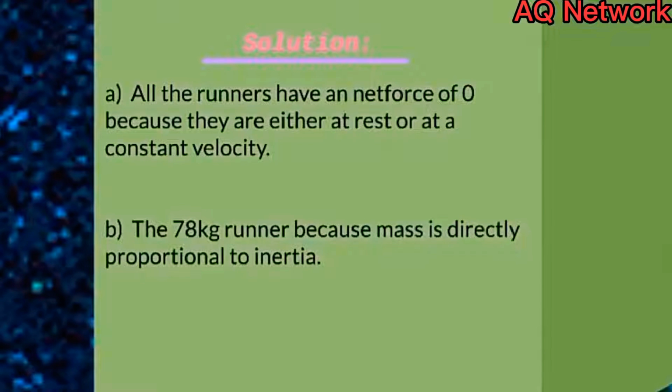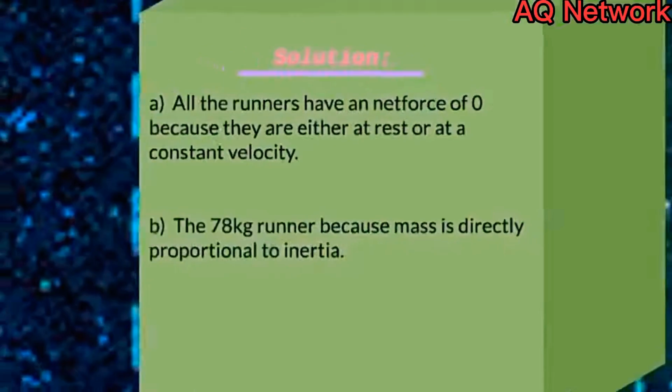Solution. A. The correct answer is none. All the runners have a net force of zero because, according to Newton's first law, an object at rest or at constant velocity will have a net force of zero. All runners are either at rest or at constant velocity, resulting in all runners having a net force of zero.